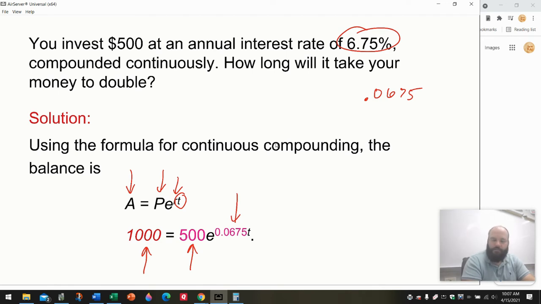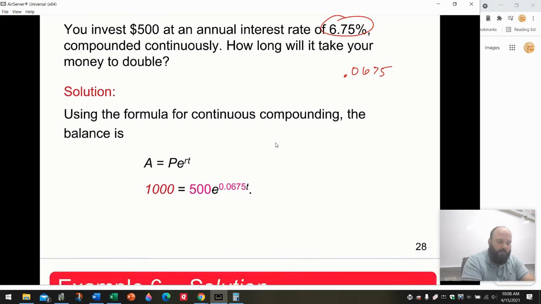We are going to invest at a 6.75% interest rate. Now remember, e is the number e. It's not a variable, so we don't put anything in for that. And we are going to solve for the t in this case. So this is definitely different than the problems we've done previously, because we've never had to solve for a variable in the exponent position with these word problems using this formula before.